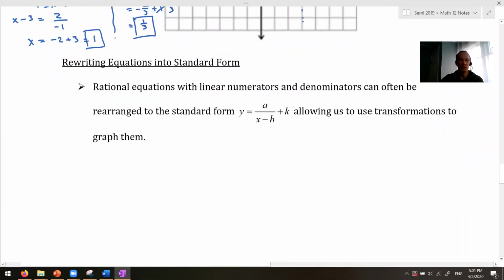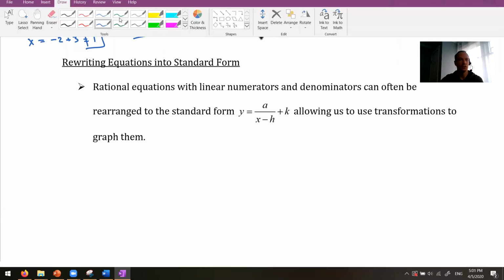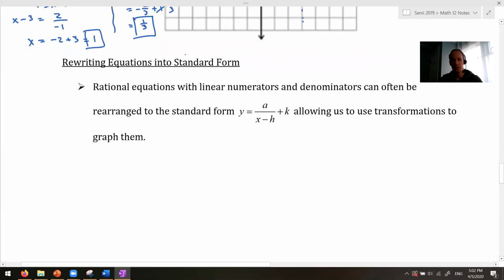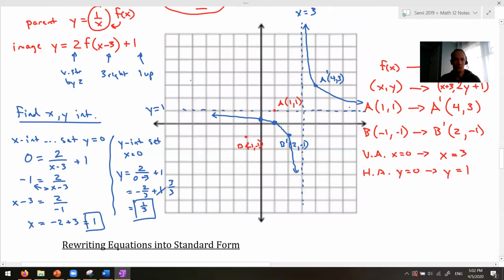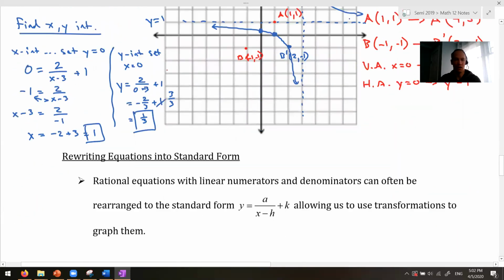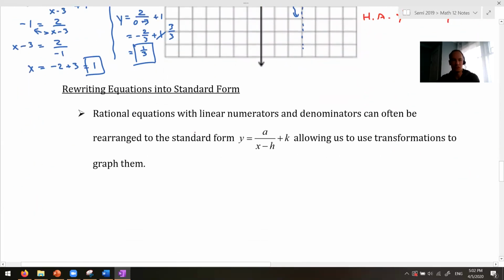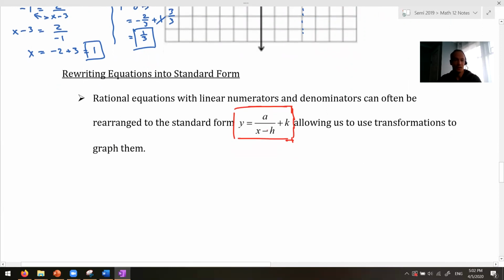It doesn't work all the time, but it's worth using. They certainly like it in your textbook, and I think it's worth seeing. Sometimes we can take something that doesn't look like a simple 1 over x parent graph transformation, and we can make it look like this standard form. So this is the standard form for a rational function, and if we can get it in this form, the transformations are really easy. If it's not in this form, we'll look at how to graph those and do all that sort of stuff, but it's a little trickier.